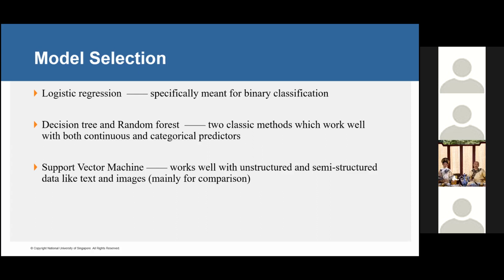Logistic regression is specifically meant for binary classification, and decision tree and random forest are two classic methods which work well with both continuous and categorical predictors. And the last method is mainly for comparison. Support vector machine works well with unstructured and semi-structured data like text and image, which is actually not the case of our data set. We apply it to see what will happen if we choose an unsuitable machine learning method to predict.